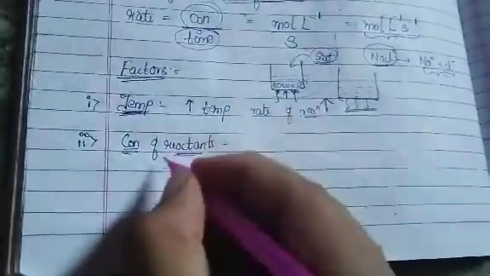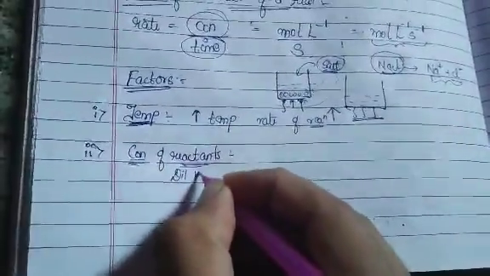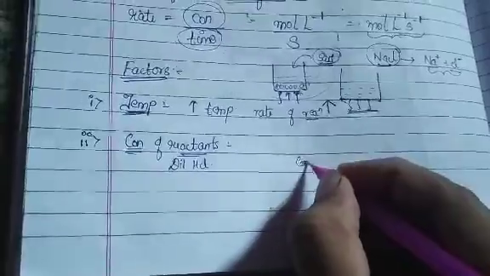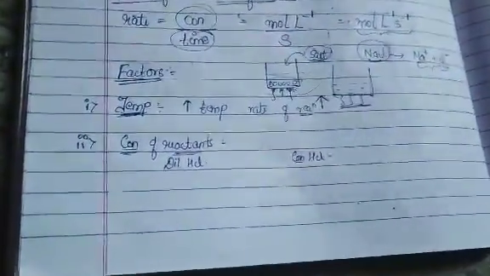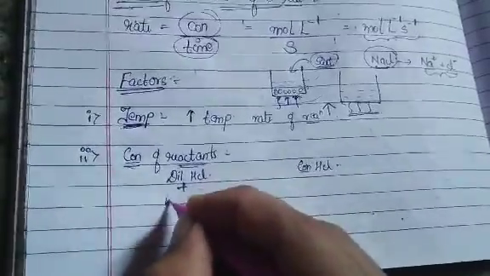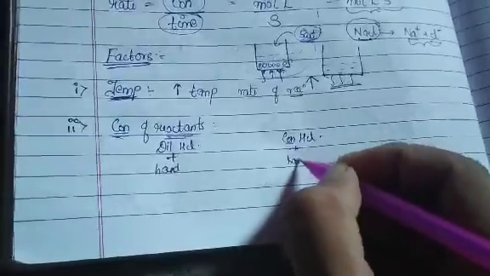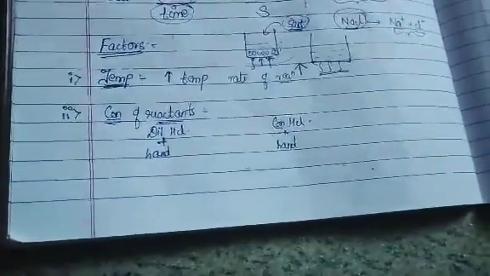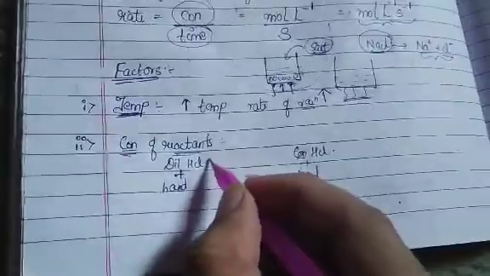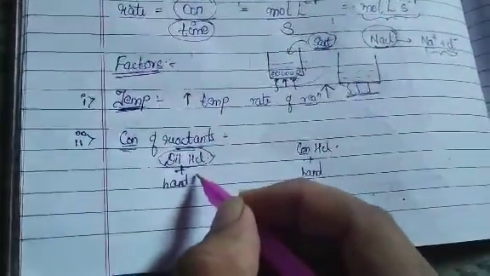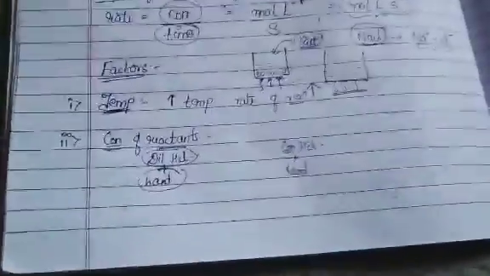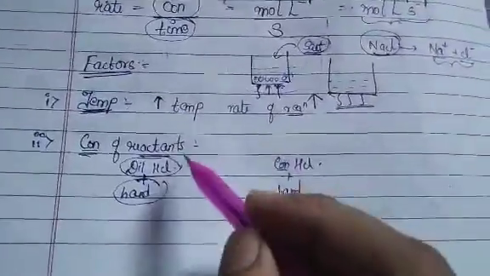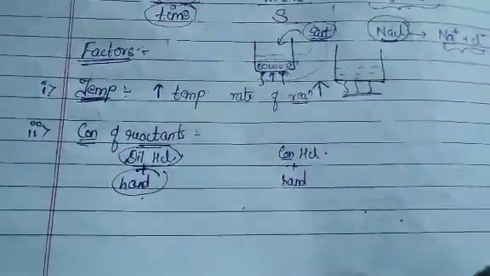Of course, we know dilute HCl and concentrated HCl. Let us take one more reactant here, our hand. This is a simple example we can see in our day-to-day life. If dilute HCl falls on your hand, what happens? There will not be much of an issue.